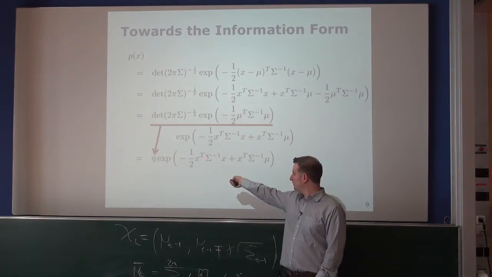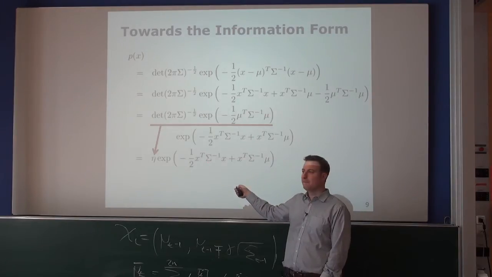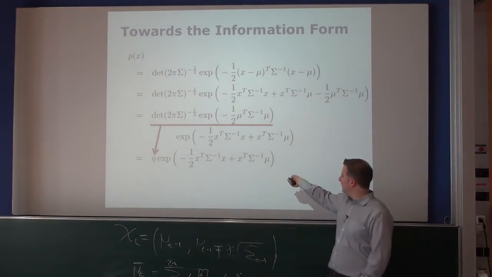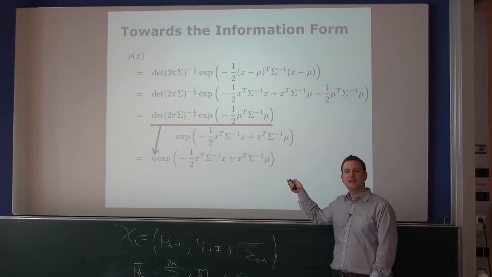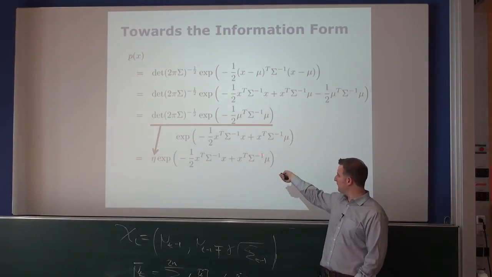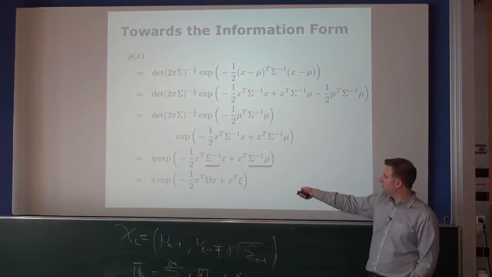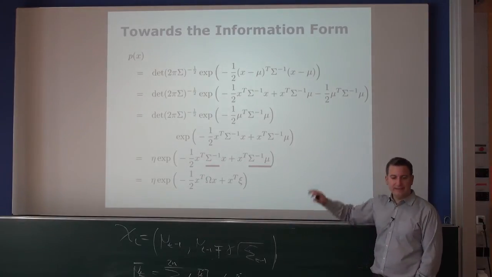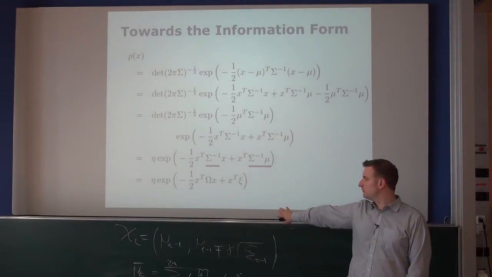This guy over here, sigma to the power of minus 1, the inverse of the covariance matrix, was what? It was the information matrix. So we can replace this guy over here by omega. And this term over here, which is, again, the information matrix times the mean, was exactly the information vector. So I can replace this term by the information vector. If I do that, we end up in this form over here, so this expression leads to this expression, and that's it. This is my parameterization in the canonical form, or information form.